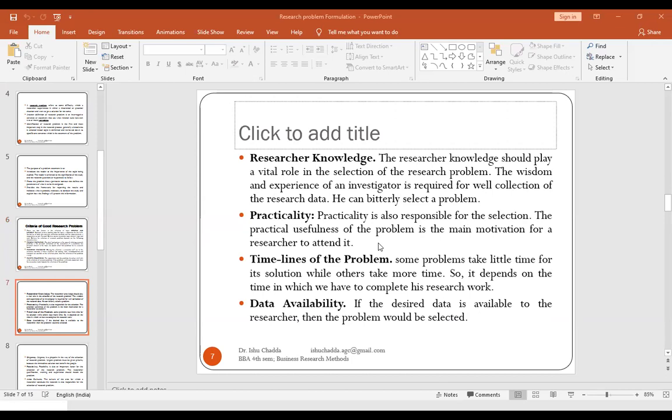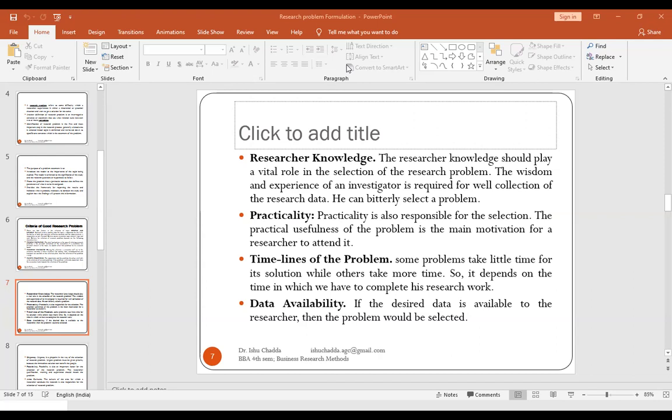Next is researcher knowledge. The researcher's knowledge should play a vital role in selection of a research problem. The wisdom and experience of the investigator is required for good collection of the research data. He can better select the problem. So one has to put his knowledge to further go with the research problem. To select that particular problem, he has to investigate very thoroughly. Collection of data must be there. So research and knowledge play a vital role in selection of a research problem.